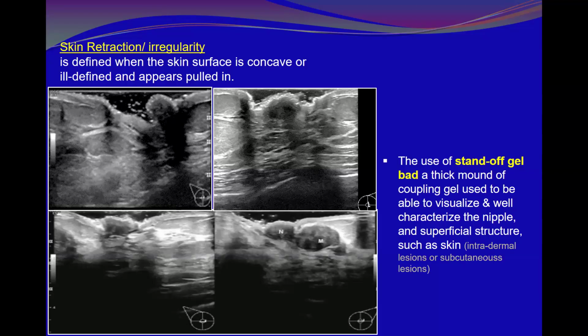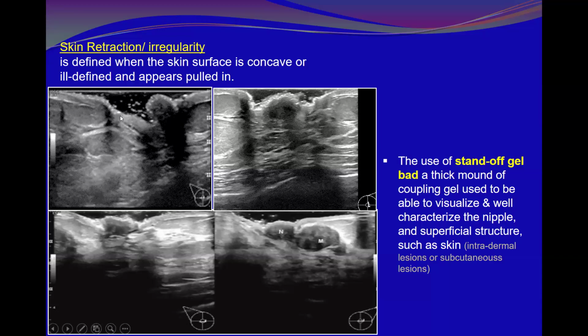The teaching point here regarding the technique to see these superficial changes, or to better visualize the nipple areolar complex, skin, and superficial lesions: you need to use a stand-off gel pad and a thick amount of coupling gel, and not press too hard. Try not to press too hard, gently put your probe, so you can visualize this area very clearly.